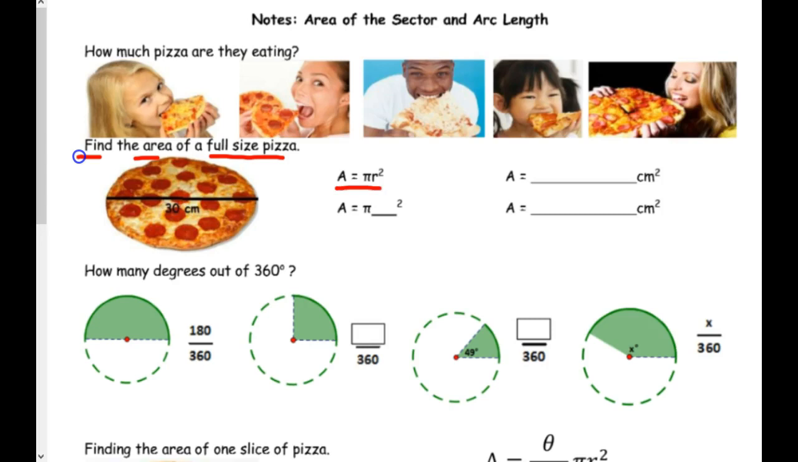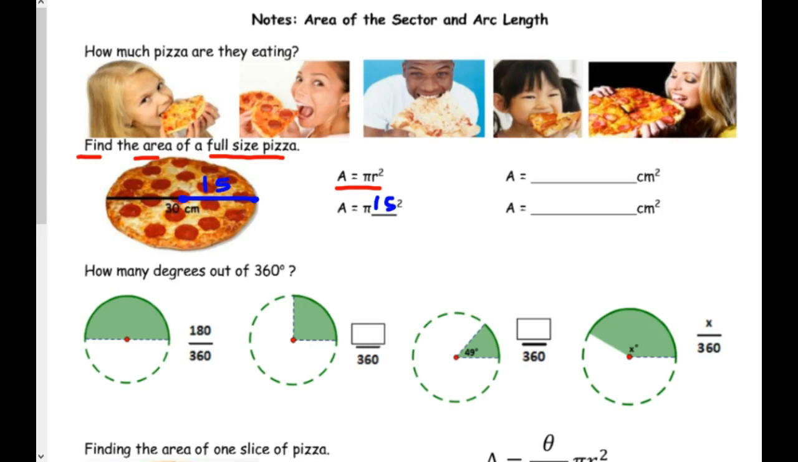Okay, so, how do I find the area of a full-size pizza, or a circle, right? So, it says it right here. We've been using that when we did a big B of a cylinder and a cone. Pi r squared. Does everyone remember? Pi r squared, right? So, what's the radius of this pizza? If all the way across is 30, halfway is 15, right? So fill in this blank, pi 15 squared.